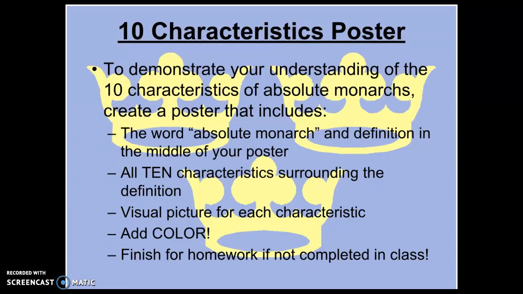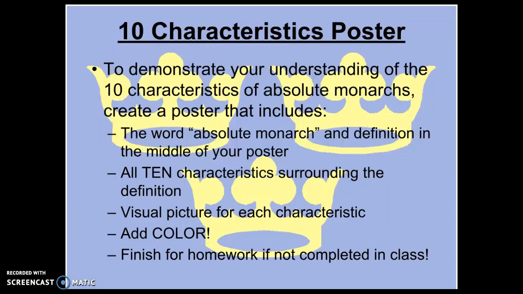So here's what you're going to do on your poster, and you have the rest of class to work on this. So that is the beauty of you getting to start this now, okay? So to show that you understand those 10 characteristics, and some of them are pretty simple, you are going to write the word absolute monarch in the middle of your poster. And guys, it's a poster, but it's really on the back of your piece of paper for this. So you have instructions that are on your handout that says 10 characteristics poster and has those bubbles on it. I want you to flip that paper over and you're going to create your own on there, right? So the word absolute monarch and the definition need to be in the middle of your poster. Then you need all 10 characteristics surrounding the definition.